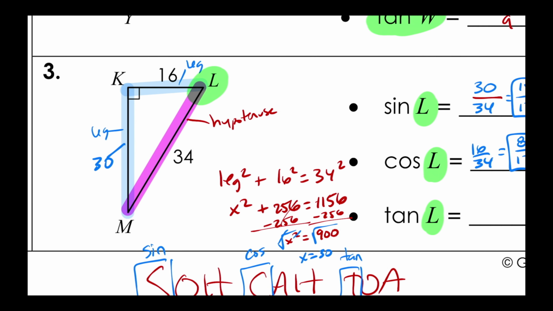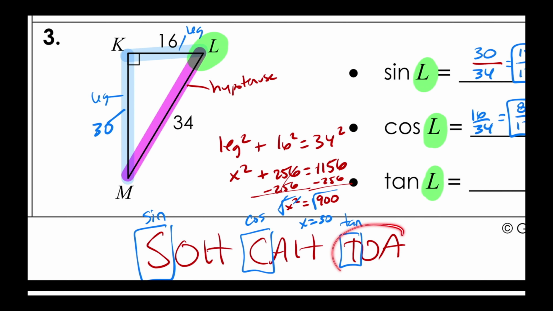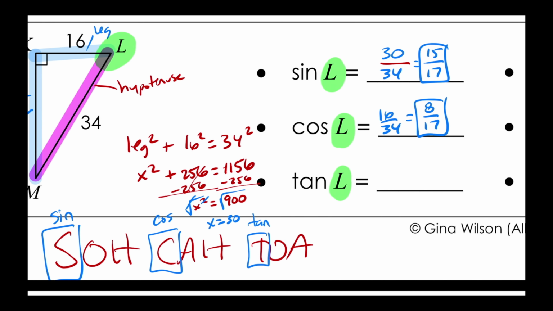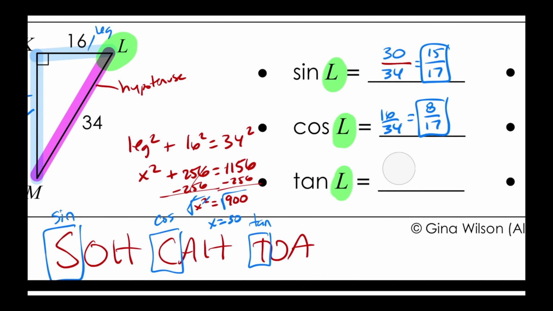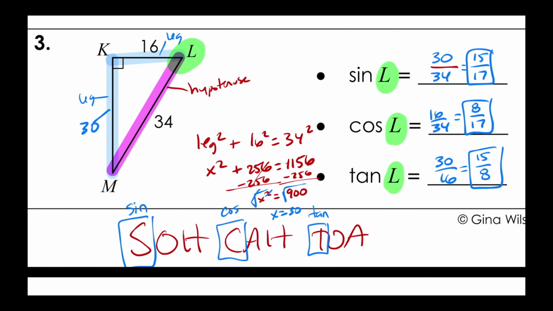And then the tangent of L. Tangent is opposite over adjacent, opposite leg over adjacent leg. That's the TOA in SOHCAHTOA, that's how to help you remember that. If I'm at angle L, the opposite leg is 30, the adjacent leg is 16, and so my tangent is 30 over 16. If I simplify that, I get 15 over 8. And that's just finding sine, cosine, and tangent.